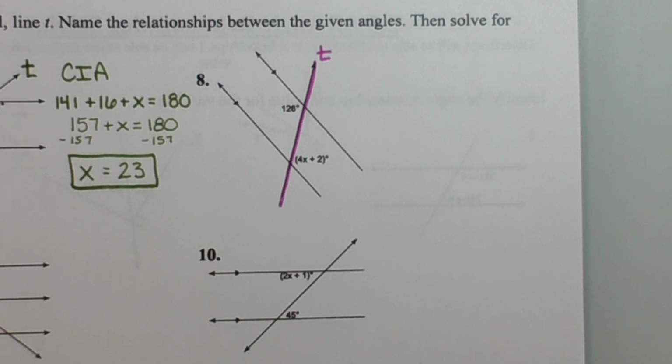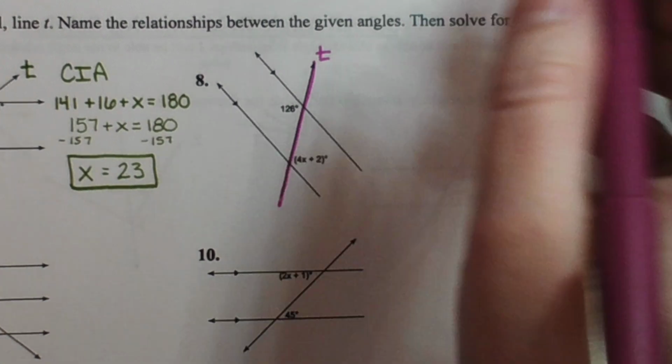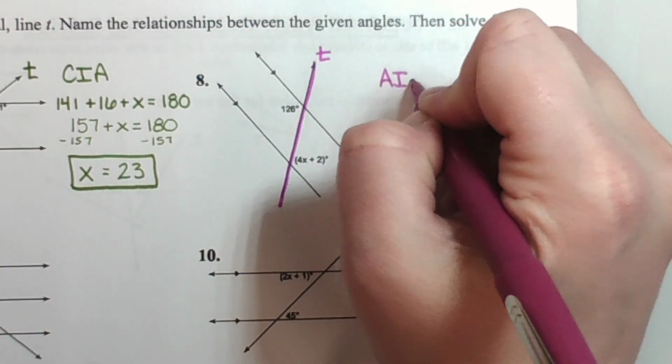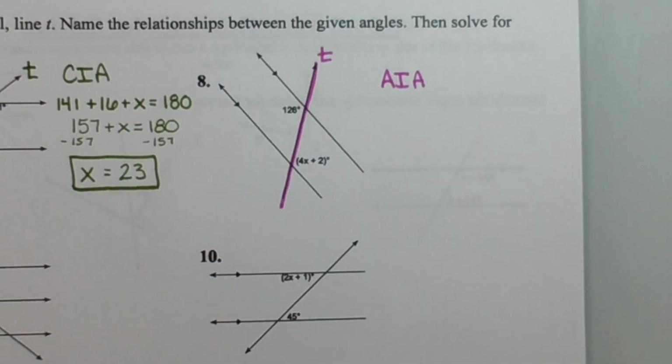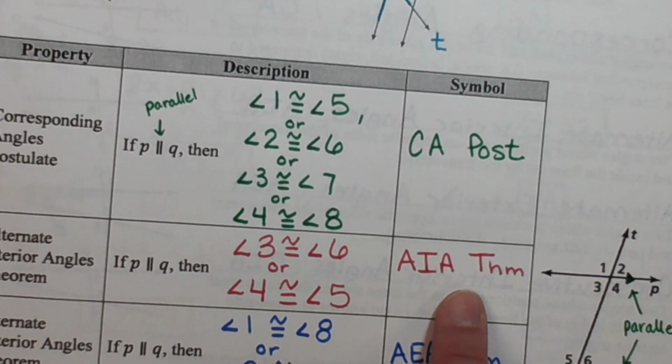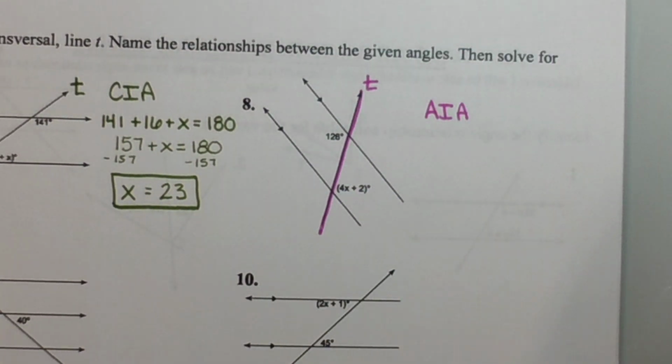Opposite sides means starts with an A. Alternate. Interior. Alternate interior angles. Wait, are the lines parallel? Are alternate interior angles of parallel lines congruent or supplementary? Congruent. According to the alternate interior angle theorem, we get congruent. Congruent's a fancy way of saying what?